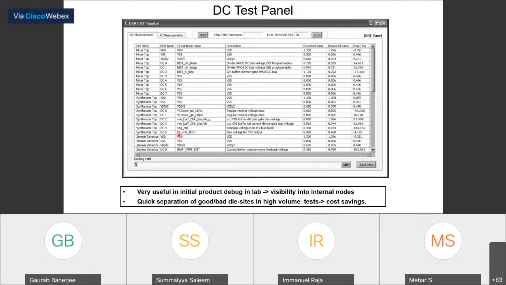So very similar to that, in an analog chip, we tried to create an IDDQ version of it, saying that we are going to measure 100 nodes in a flash and tell you that this chip is okay or perhaps not. So this was a really nice thing that came out.